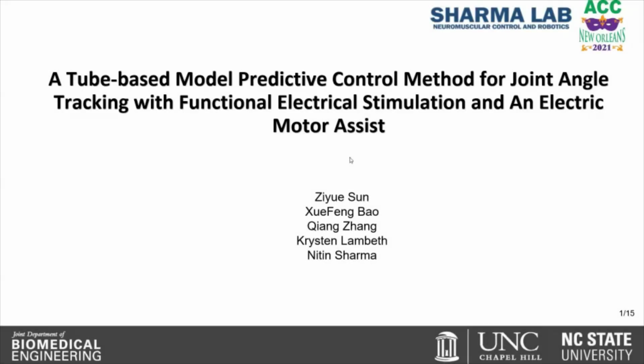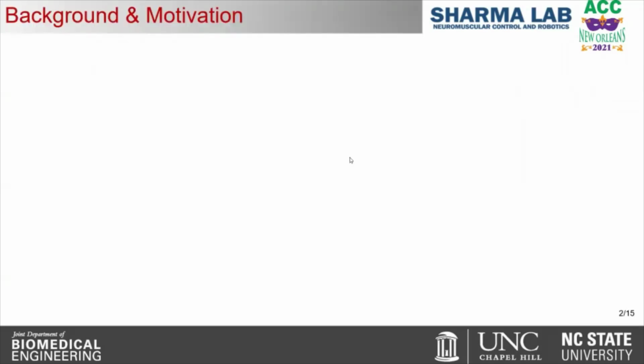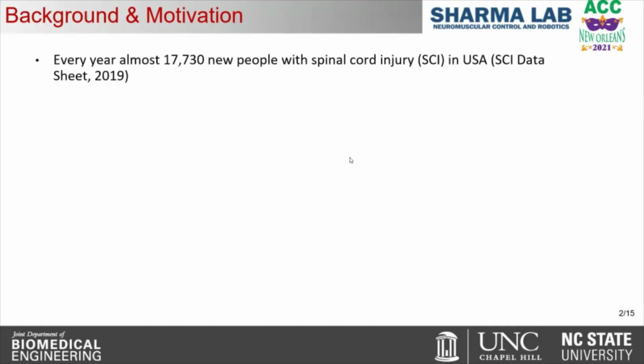It's my great honor and pleasure to introduce my recent research topic, which is the tube-based model predictive control method for joint angle tracking with functional electrical stimulation and electrical motor assist. Every year, almost 17,000 new people with spinal cord injury occur in the USA. People suffering from neurological disorders such as SCI lose control of the limb muscles.